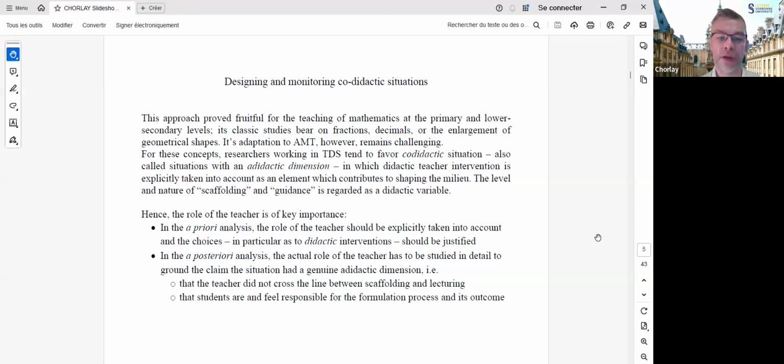And in the a posteriori analysis, the actual role of the teacher in the implementation has to be studied in detail to ground the claim that the situation had some adidactic dimension, that is, that the teacher did not cross the line between scaffolding, which is allowed, and lecturing, which we try to avoid, and that students are and feel responsible for the formulation process and for its outcome.